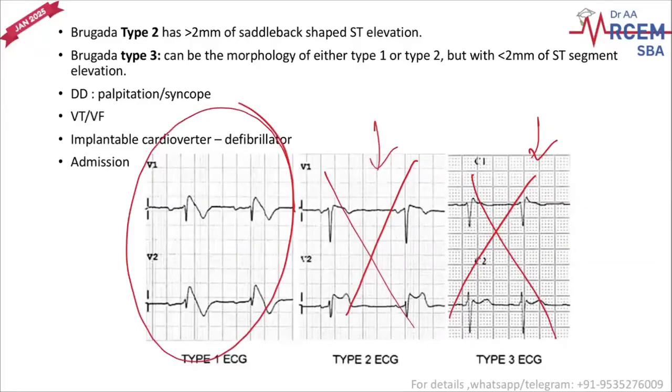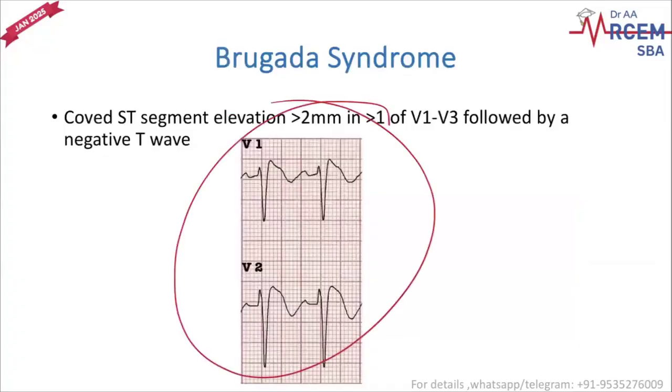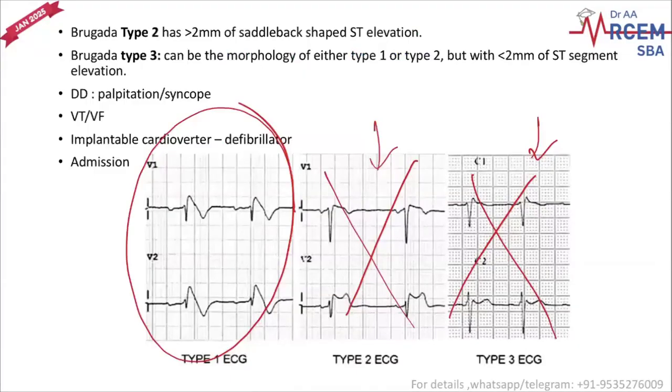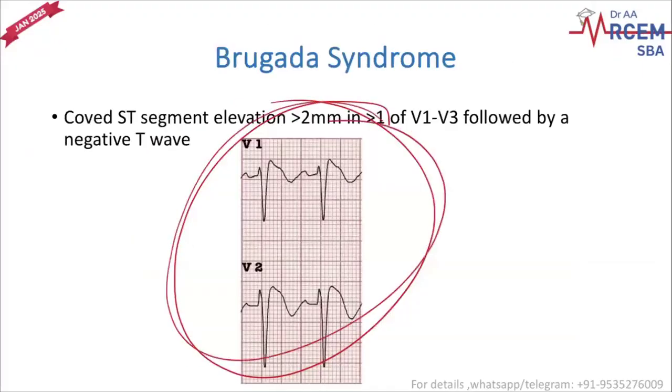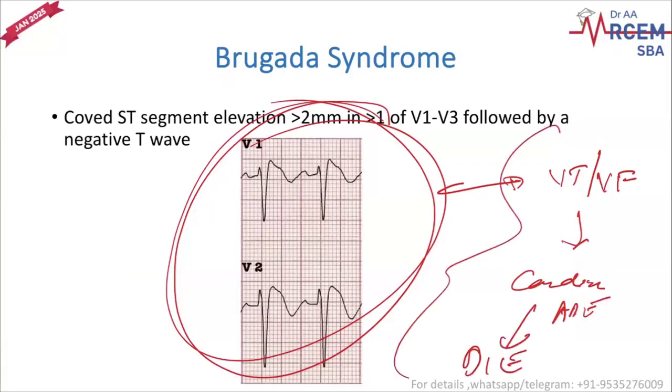Why am I really worried about Brugada syndrome? Why do I keep mentioning this? Usually they present with palpitation or a syncope. If they present with a syncope, basically they are predisposed to VT or VF. So those with this Brugada ECG pattern can end up having ventricular tachycardia and ventricular fibrillation, can go into cardiac arrest and die. For this particular reason, I am really worried about this patient.